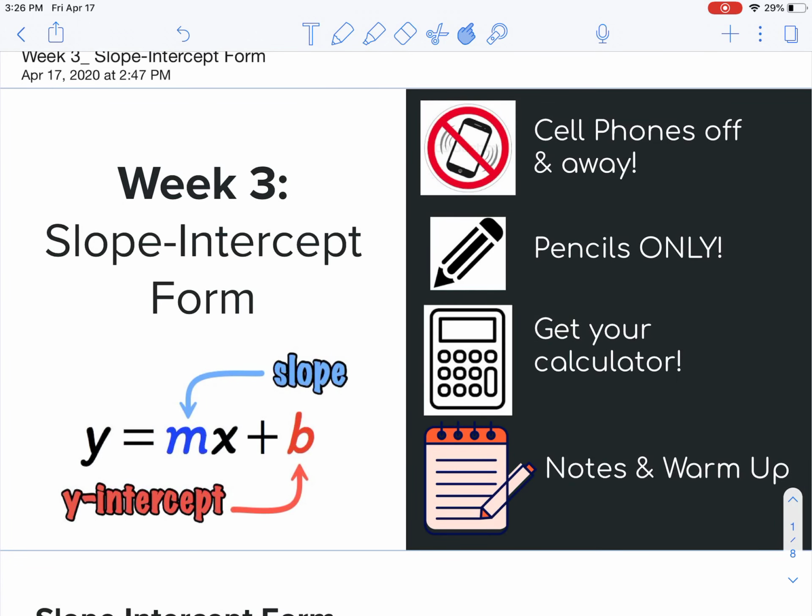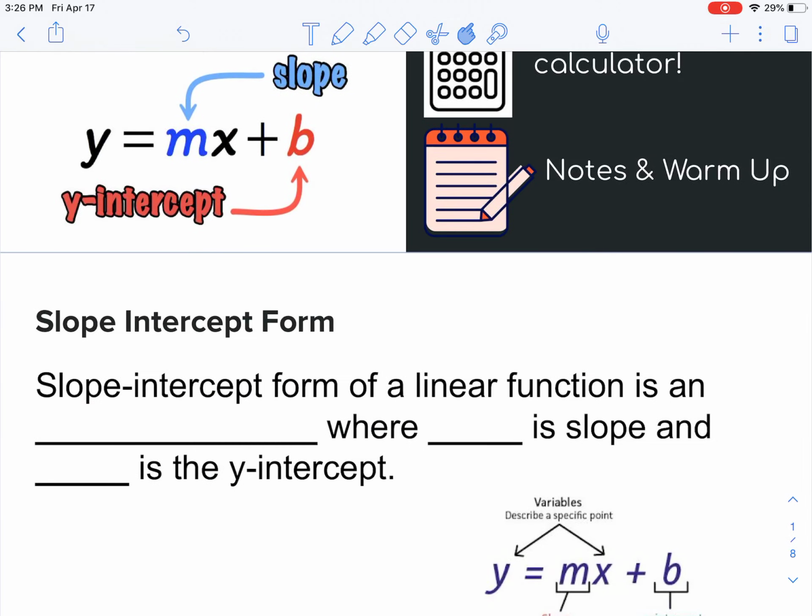All right, guys, welcome to week 3 of algebra. We are going to do the slope-intercept form today. Make sure that you are in a place where you're free of distractions. You've got your pencils, get a calculator, and we're going to do some notes here, okay? All right, here we go.